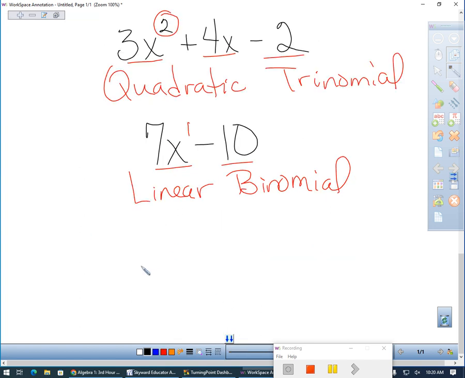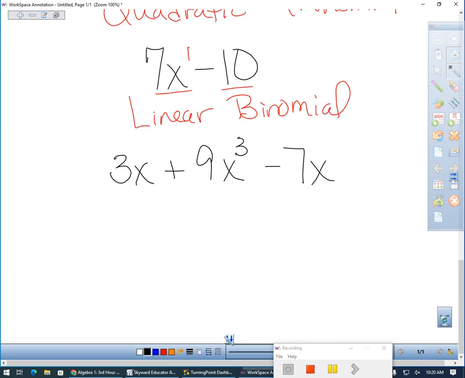All right, how about if I have 3x plus 9x to the third minus 7x. Before I can classify this, what do I have to do to it? Collect like terms. Got to collect like terms and put it in standard form, right? So when we start to do that and put it in standard form, start with your highest degree. What term up there has the highest exponent on it? The 9x to the third, right?